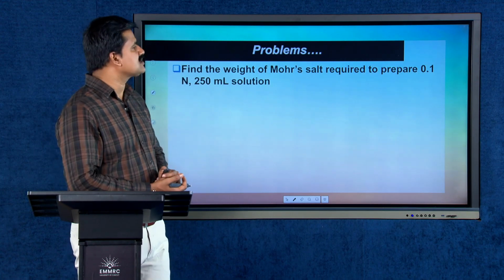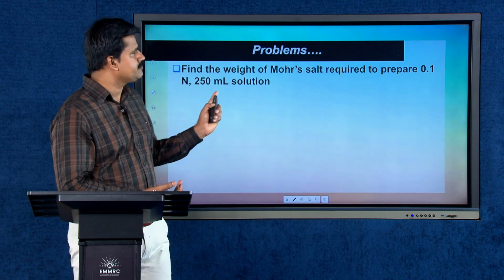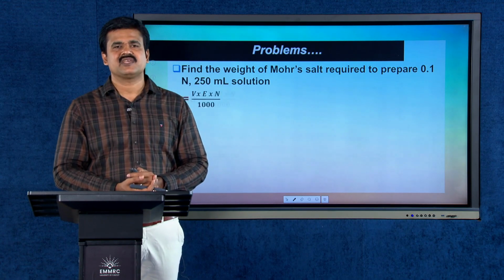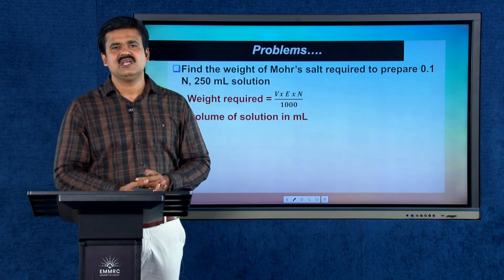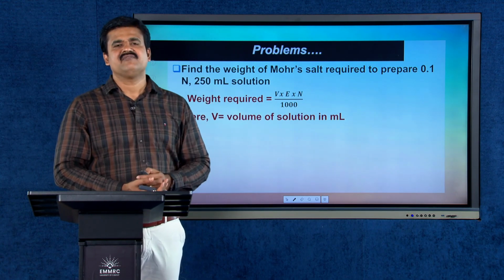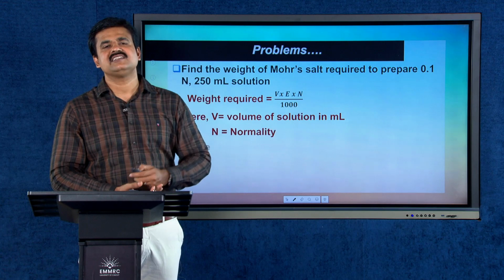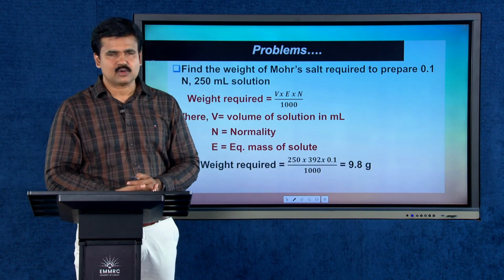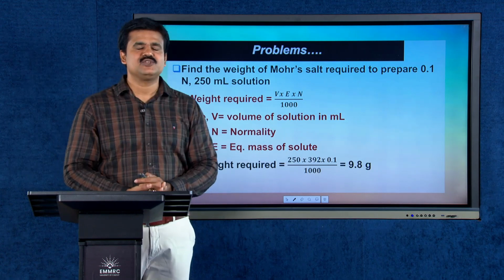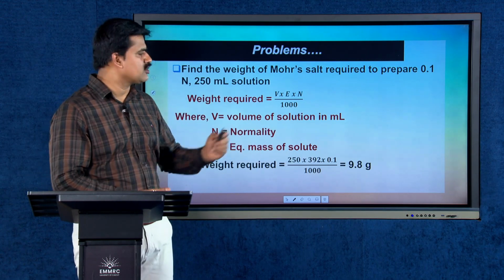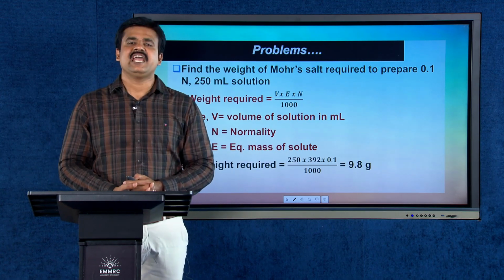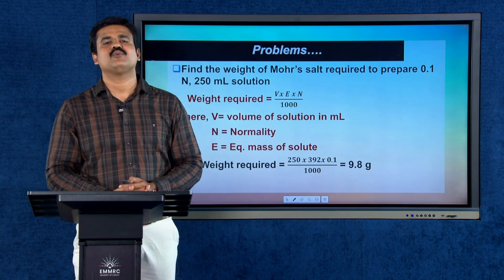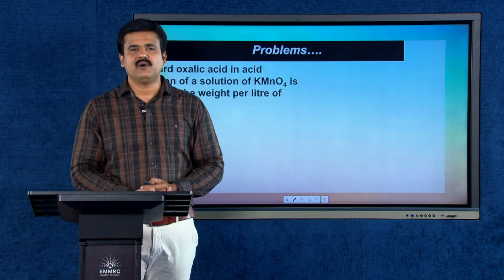Find the weight of Mohr's salt required to prepare 0.1 normal 250 ml solution. Here also you can use the expression weight required equal to VEN divided by 1000. Here also V represents the volume in ml, N the normality, and E the equivalent weight. On substituting the values, you will get the weight required equal to 250 into 392 into 0.1 divided by 1000, that is equal to 9.8 gram. That is, 9.8 gram of Mohr's salt when put in 250 ml of water gives a 0.1 normal solution. Now another problem.